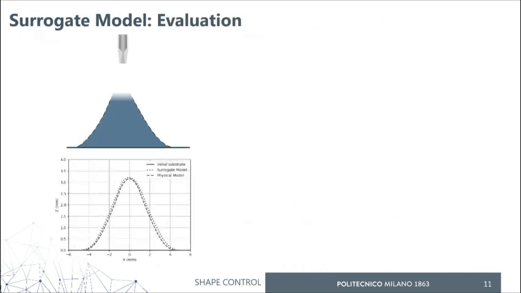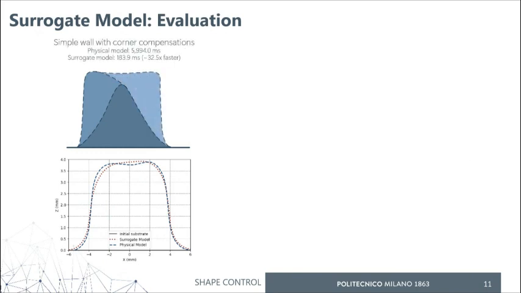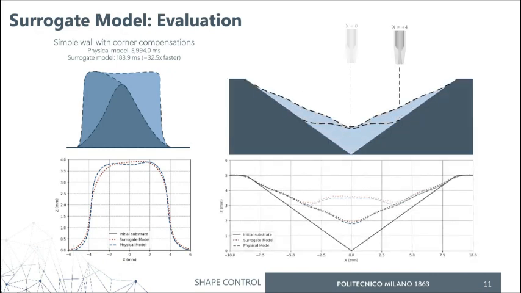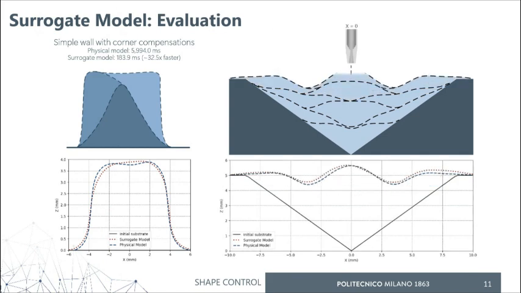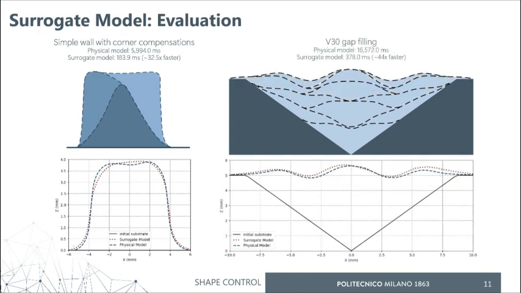We also evaluated the surrogate model with two benchmarks. Here, this is spraying a simple wall with corner compensation, and here the surrogate model was about 30 times faster. And here is another example of filling a gap, and the surrogate model was about 44 times faster.